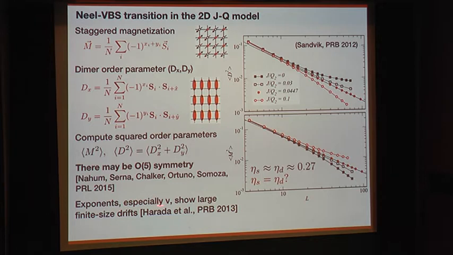Okay, so it turns out that this exponent here, we are not super confident about this value and other exponents that have been extracted. So many groups have worked on this JQ model and tried to get the exponents, and it became clear at some point that there are really big corrections to scaling. So the exponents change a lot as one goes to bigger sizes. So we need to try to do things systematically and go to bigger sizes if needed.